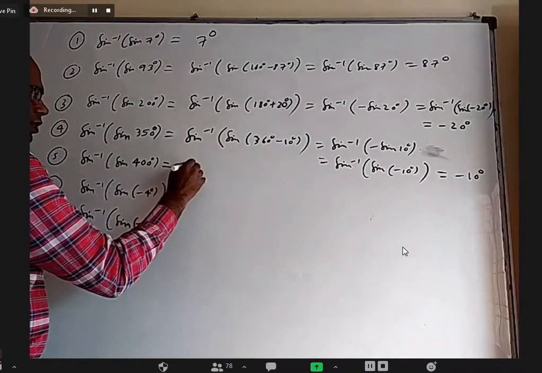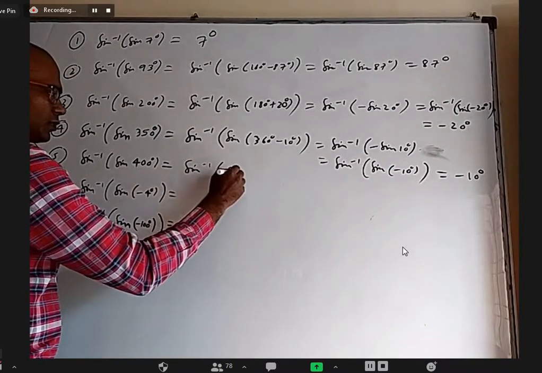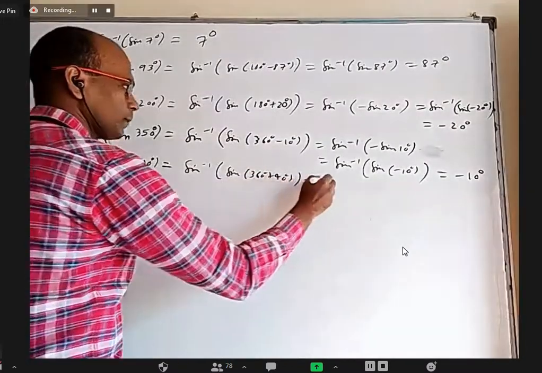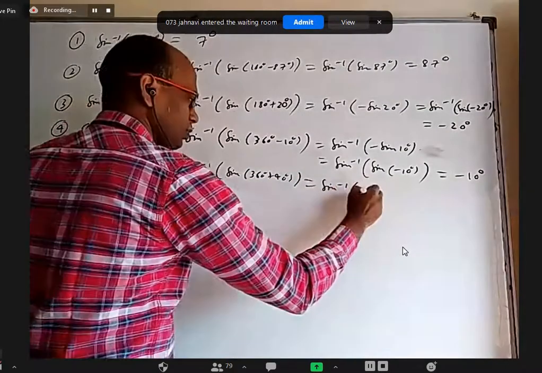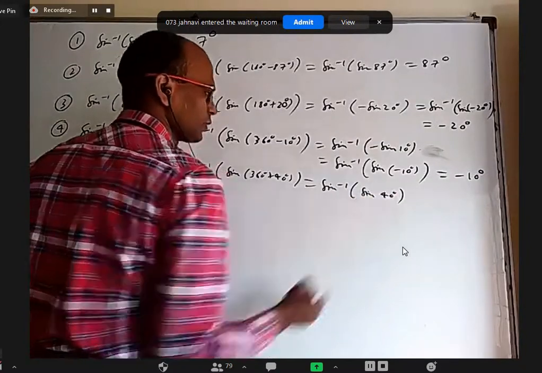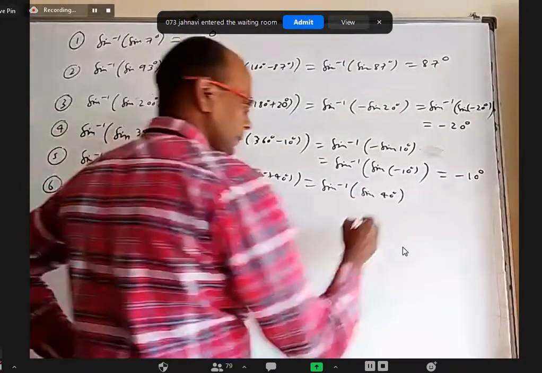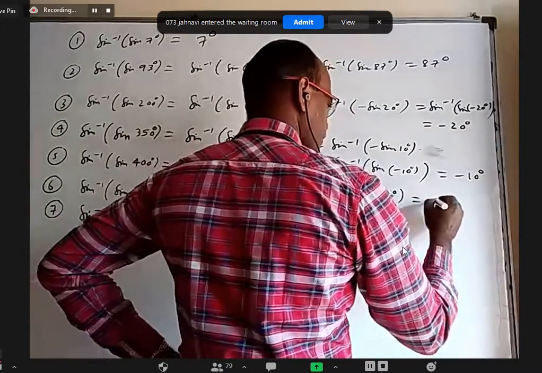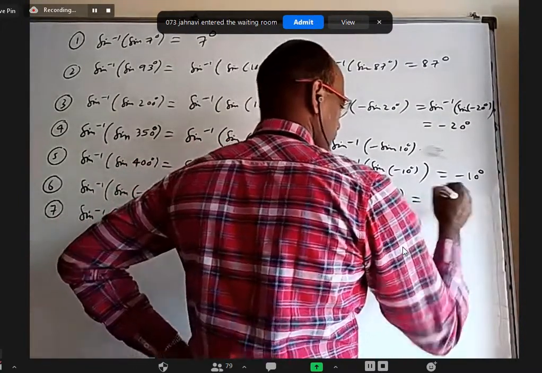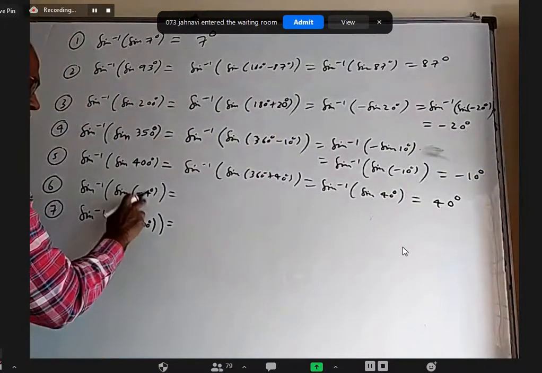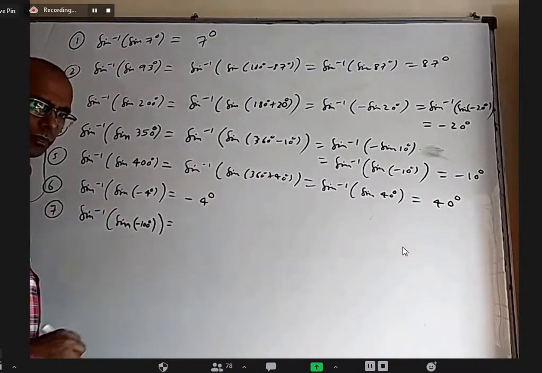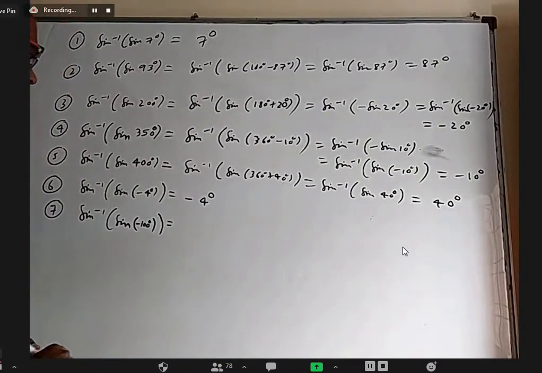This is also not in the principal values, so better to write 360 plus 40, which is sine inverse sine 40 degrees, which is 40 degrees. This is directly within the principal values between minus 90 degrees to 90 degrees. So straight away minus 4. Sir, last one is minus 80 degrees. Minus 80.